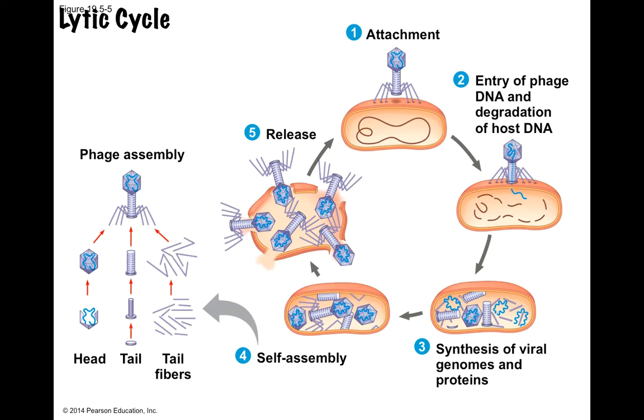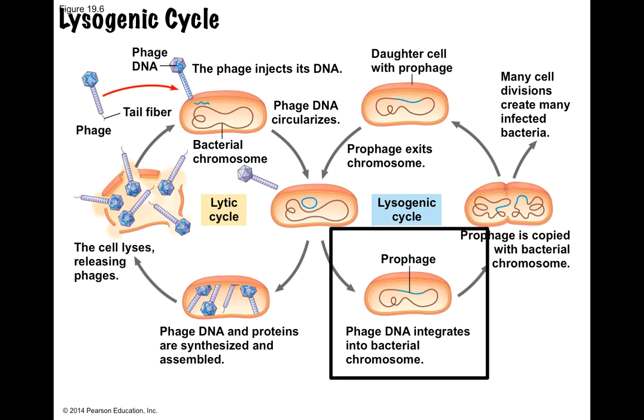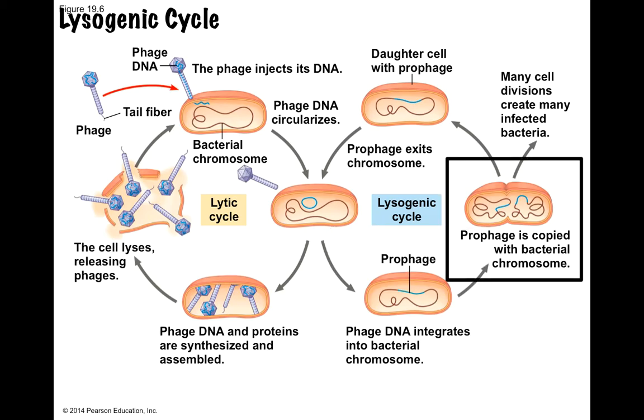In the lysogenic cycle, the virus attaches to the host and injects its DNA. But instead of immediately making copies of itself and destroying the host cell, the virus's DNA is taken up into the DNA of the host. The incorporated viral DNA is now referred to as a prophage. At this point, the viral DNA is not doing anything, just hanging out in the cell. And every time the cell divides, so does the prophage.